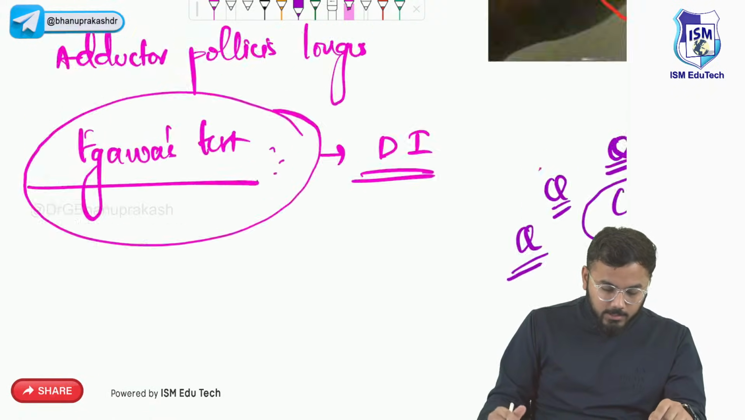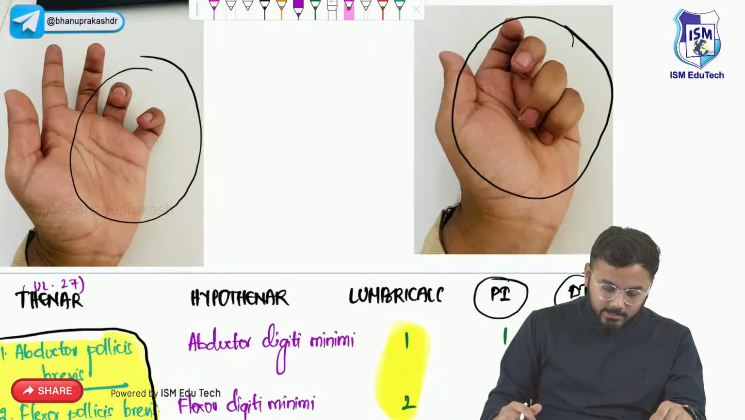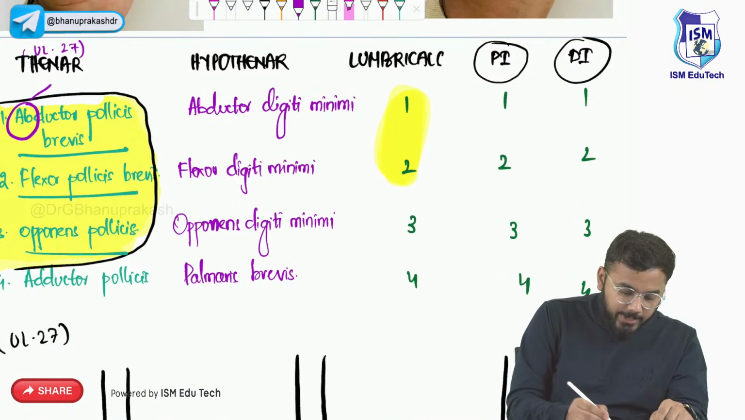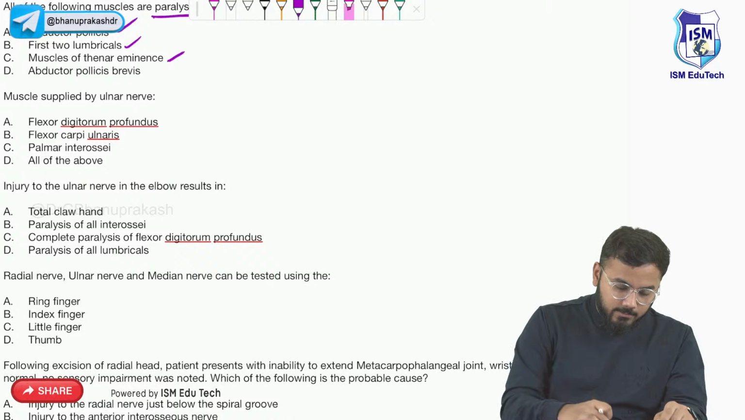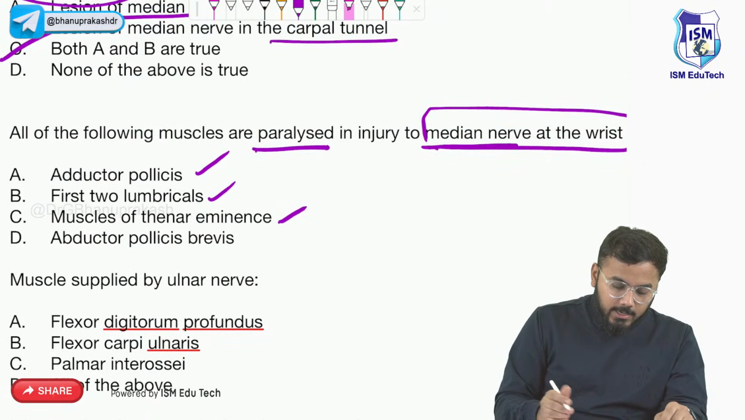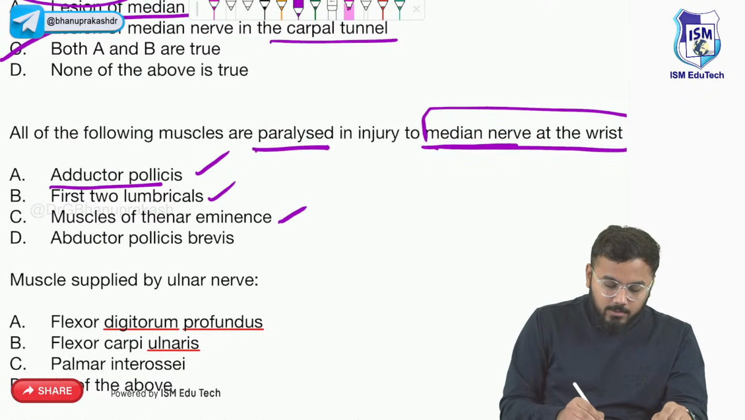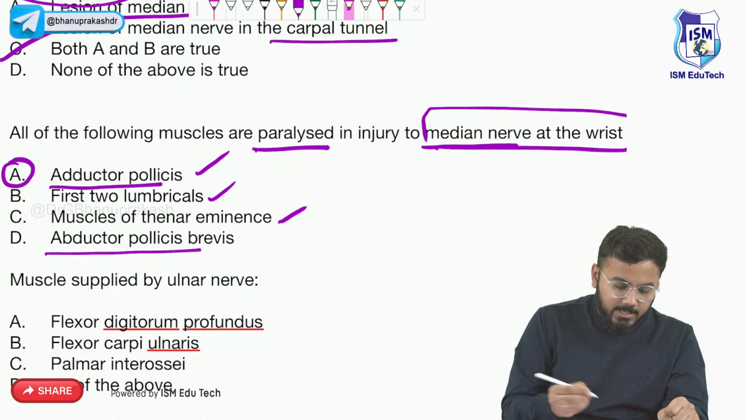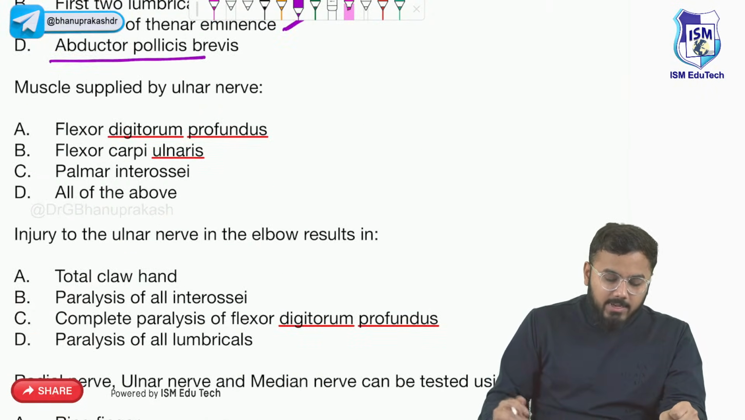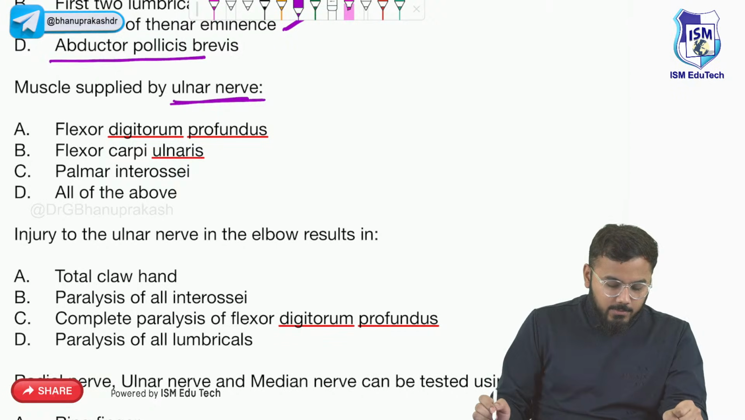Come on, you can actually look at this. Abductor is median nerve, adductor is ulnar nerve. Okay, now tell me the answer. Adductor is ulnar nerve, but abductor is median nerve. So the answer will be A. Except is A. Clear?